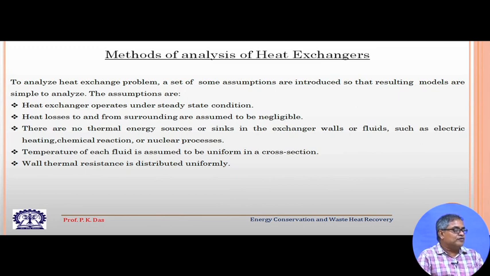Now, this is done based on certain assumptions. The heat exchanger operates under steady state condition, and heat losses to and from the surroundings are assumed to be negligible. The heat exchanger is assumed to be insulated. If any thermal energy exchange is there, that is between the two fluids. Then there is no thermal energy source or sink within the heat exchanger, and the temperature of each fluid is assumed to be uniform in a cross section. Velocity is also assumed to be uniform in a cross section. Then wall thermal resistance is distributed uniformly.